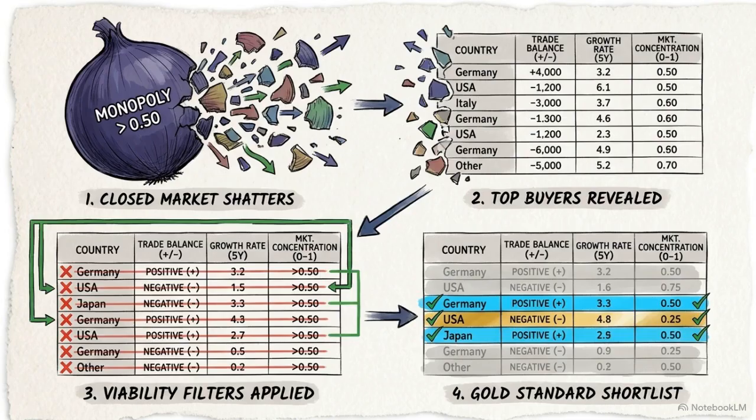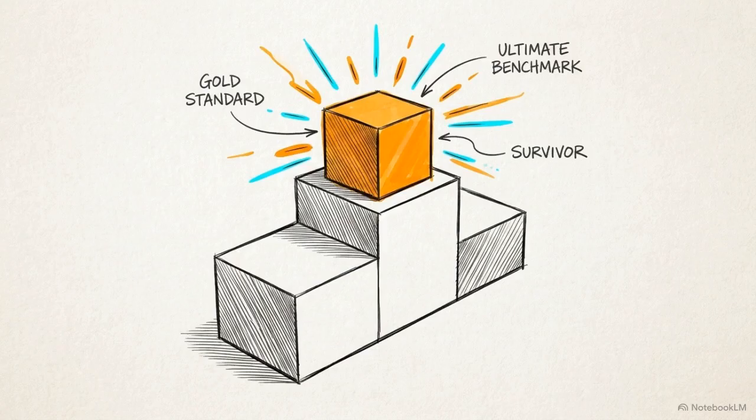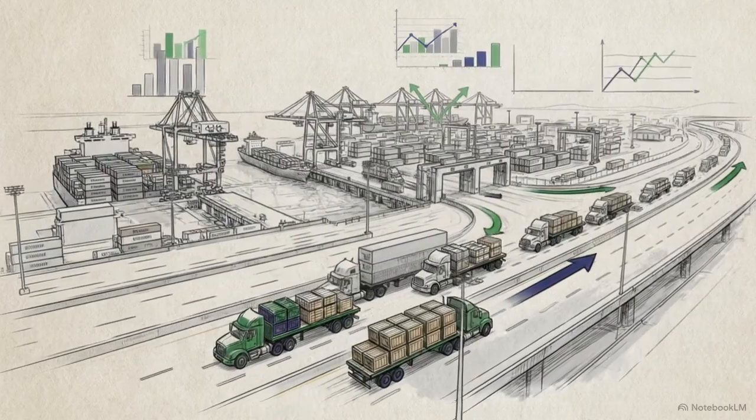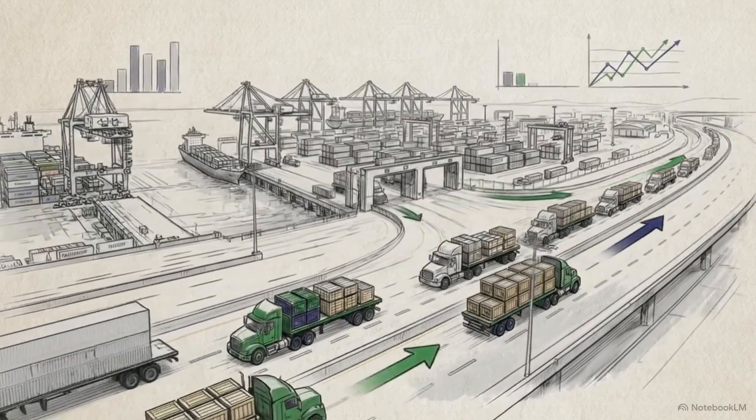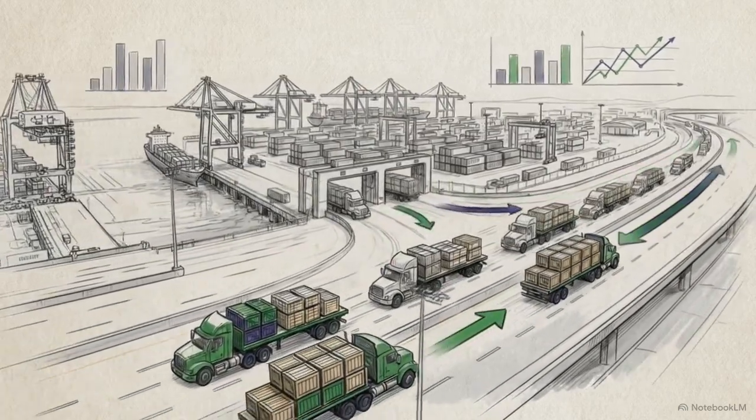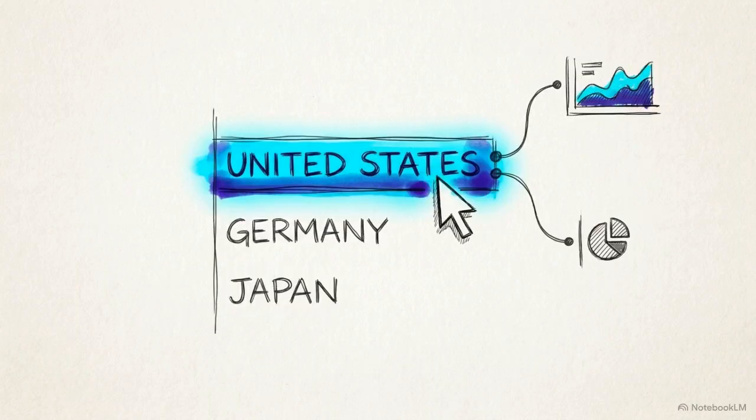If a top-tier market has a positive trade balance, shrinking growth, or heavy monopoly control, cross them off your list. The 3 to 5 countries left standing are your gold standard. These are massive, rapidly growing markets that rely heavily on imports and are actively open to new suppliers. Now that you have your short list of highly viable targets, pick one of those surviving countries to investigate further.